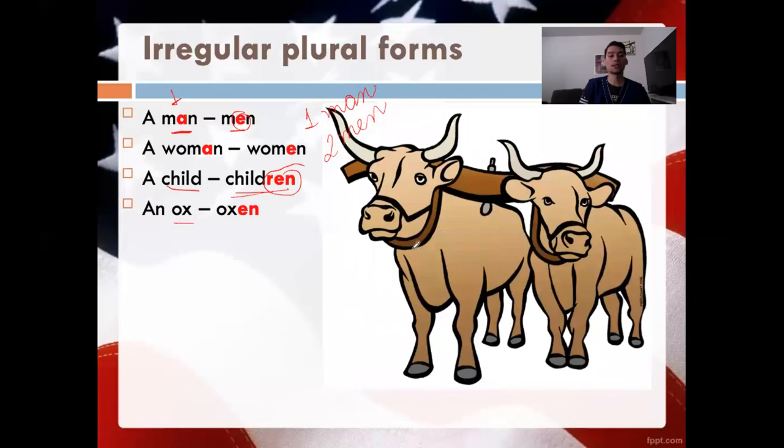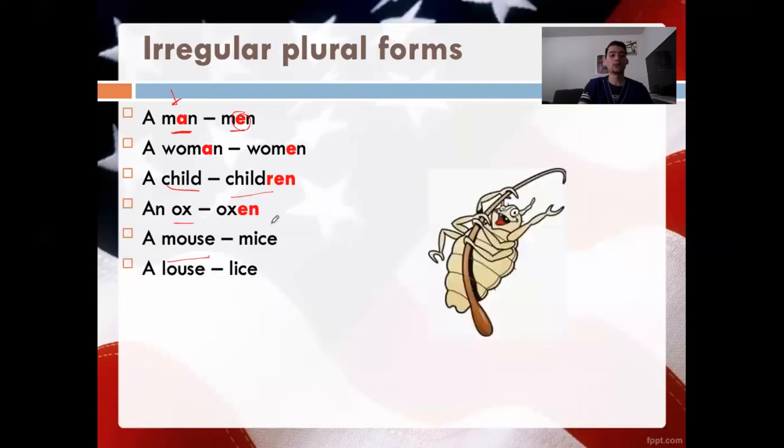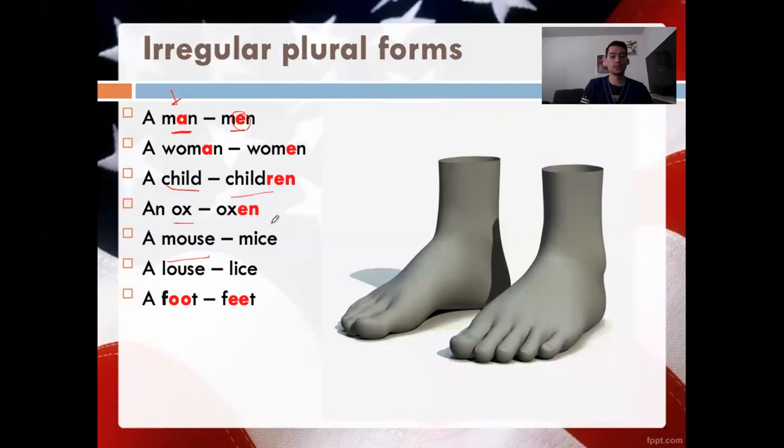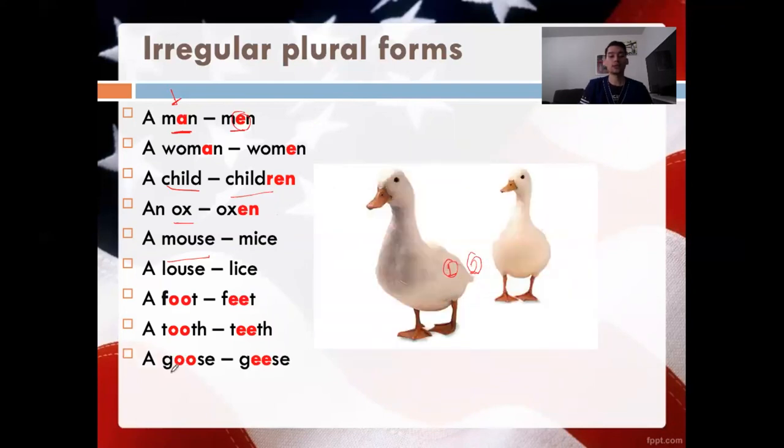Ox. Aqui, ox. And we have oxen. So, one ox, two oxen. Plural form. A mouse. Or mice. So, we have here a mouse. We have one. And mice, two. Okay? Mice. Loaves and leaves. Okay? Foot, feet. Tooth. Então, one tooth, two teeth. A goose, one goose, two geese.